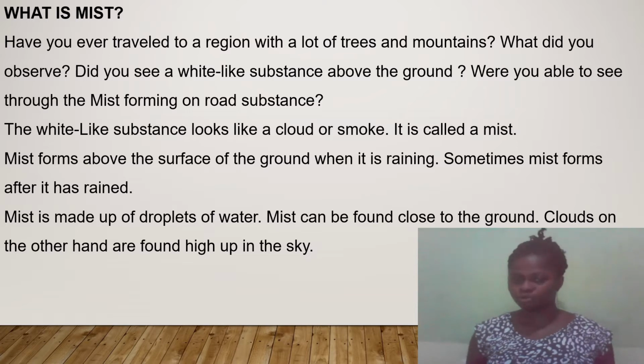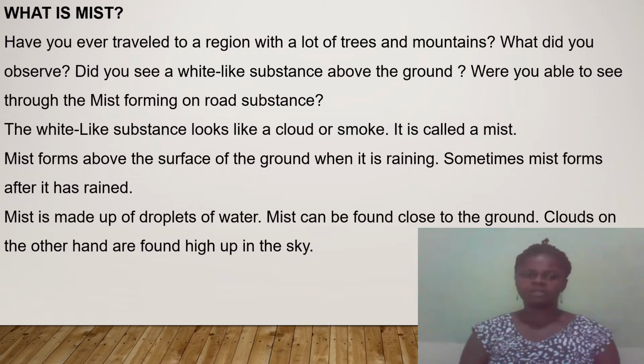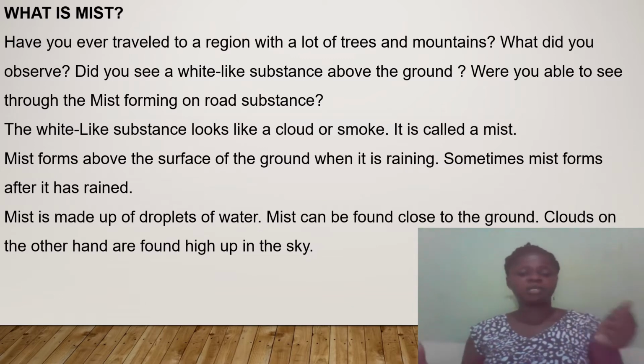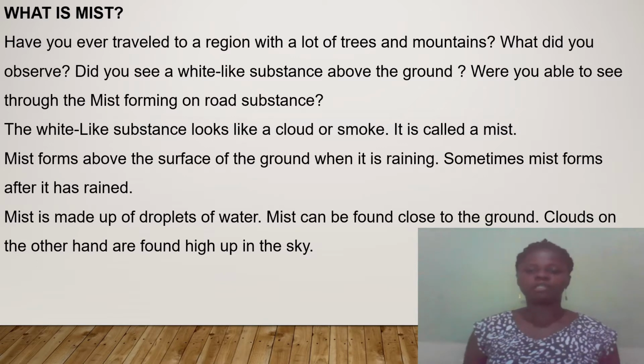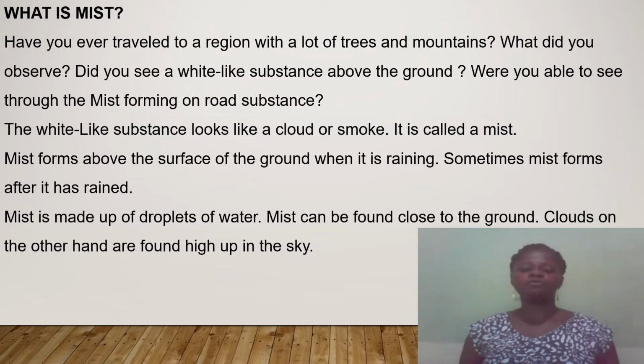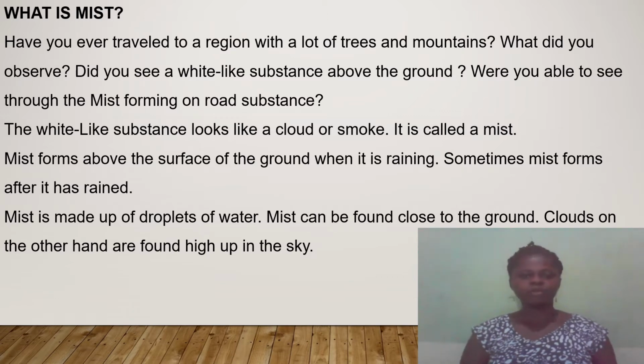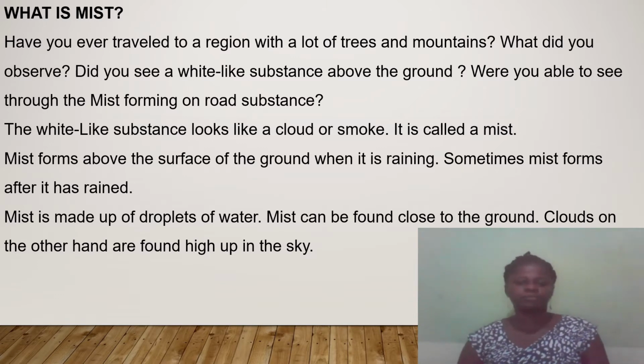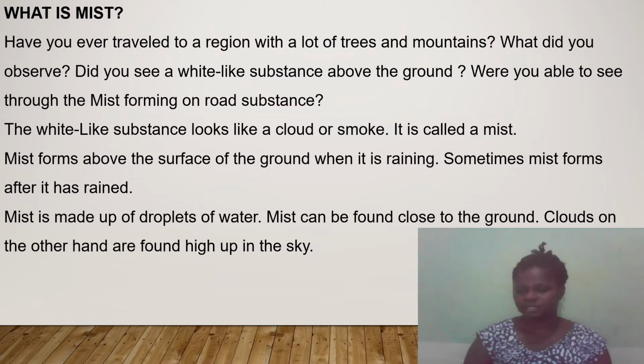Have you ever traveled to a region with a lot of trees and mountains? What did you observe? Now, did you see a white light substance above ground? In the areas with lots of trees and mountains, these things usually happen. So if you saw the white light substance, were you able to see through it? Were you able to see through the mist forming on the road? Now the white light substance looks like a cloud or a smoke, okay, and it is called mist, right?